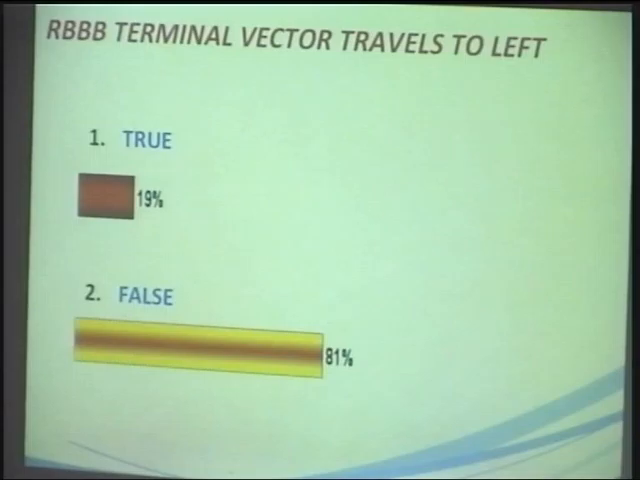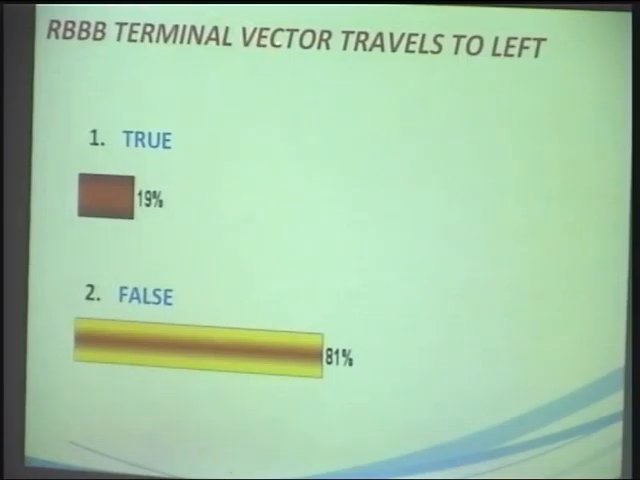See, almost 19% said true. See, terminal vector, in RBBB the terminal vector is coming towards your right side. The right ventricle is the last one to be activated in right bundle branch block. So the terminal vector in right bundle branch block should come towards the right. That's why the right side leads will have a terminal delayed slurred positivity. So it cannot go towards left. So the answer is false, but one in five still have some confusion, I hope.